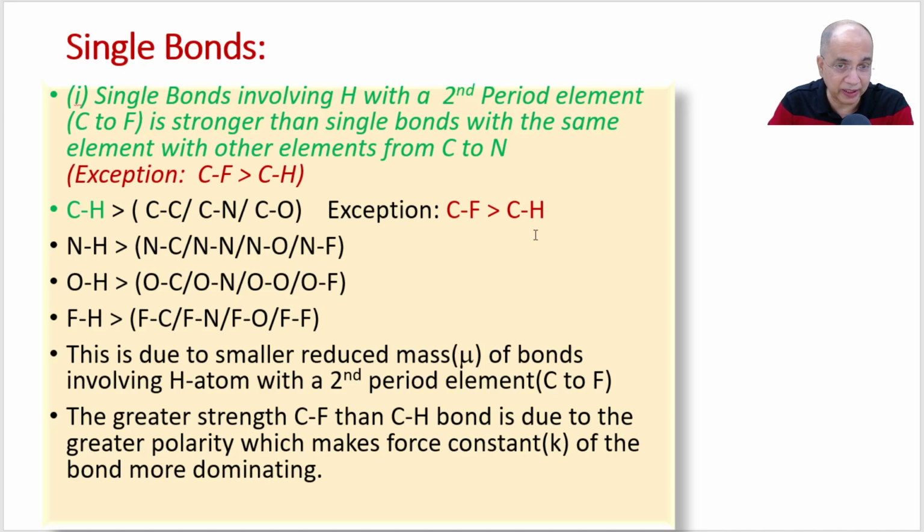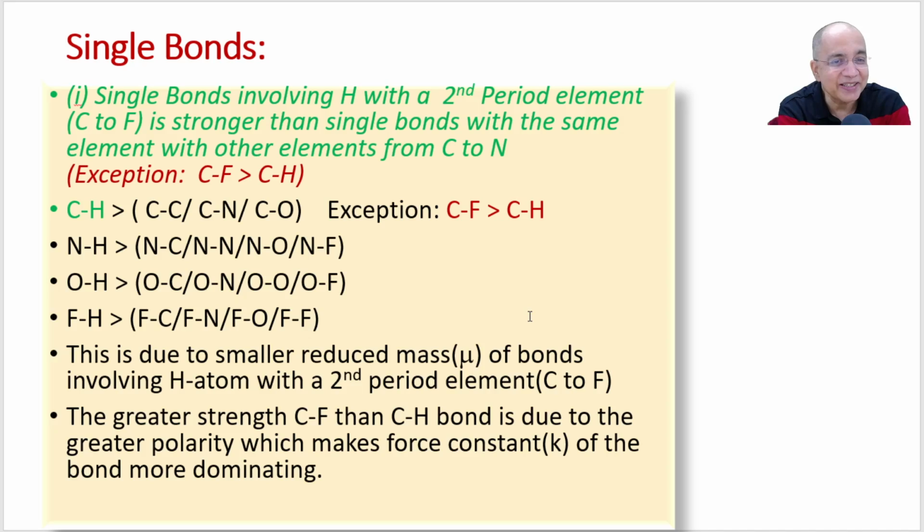I will talk about that later. Similarly, NH, with N fixed, is stronger than NC, NN, NO, even NF. OH, where O is now constant: OC, ON, OO, OF are all weaker, OH is stronger. FH is stronger than FC, FN, FO, FF. So that is a generalization.